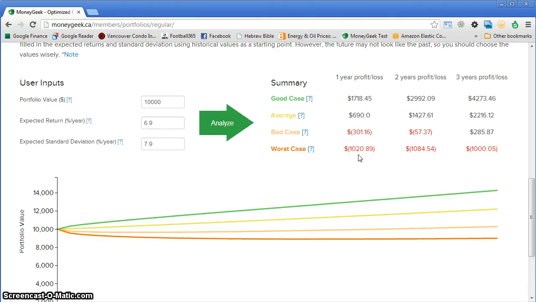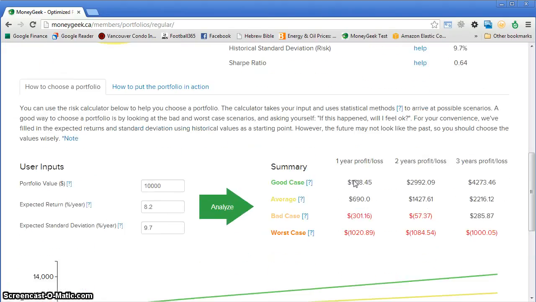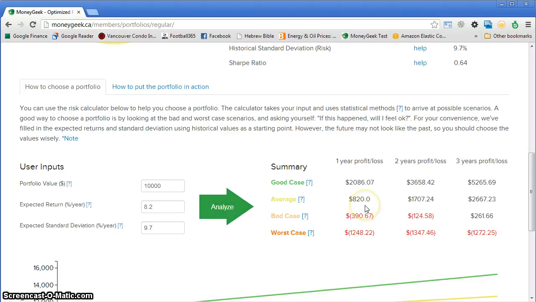But let's say that in your case, you think you can tolerate a bit more risk than losing, say, $1,000 next year. In that case, let's change our portfolio. Now let's click on Analyze again with this higher risk portfolio, and you'll see that the numbers have changed. You'll see that the potential losses from bad and worst case scenarios are bigger. And so you ask yourself again whether you can tolerate these kinds of losses. And if you can't, then you can always go back to the lower risk portfolios. So this is how you choose a portfolio. Remember, choose the one that gives you the highest return with a risk profile that you can tolerate.